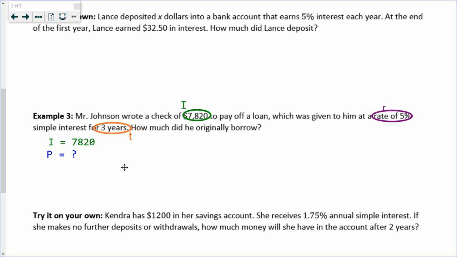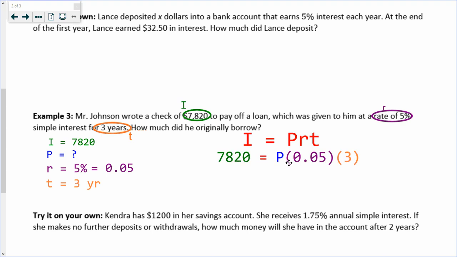R is 5%, which I need to change. So I change that to a decimal, 0.05. And time is 3 years, so I don't need to change it because it's already in years. So now I'm going to plug it into the formula. I know I is 7,820. I don't know what P is, but I know the rate and the time. So I'm going to multiply these numbers together so I can get one number. So 0.05 and 3 together make 0.15.